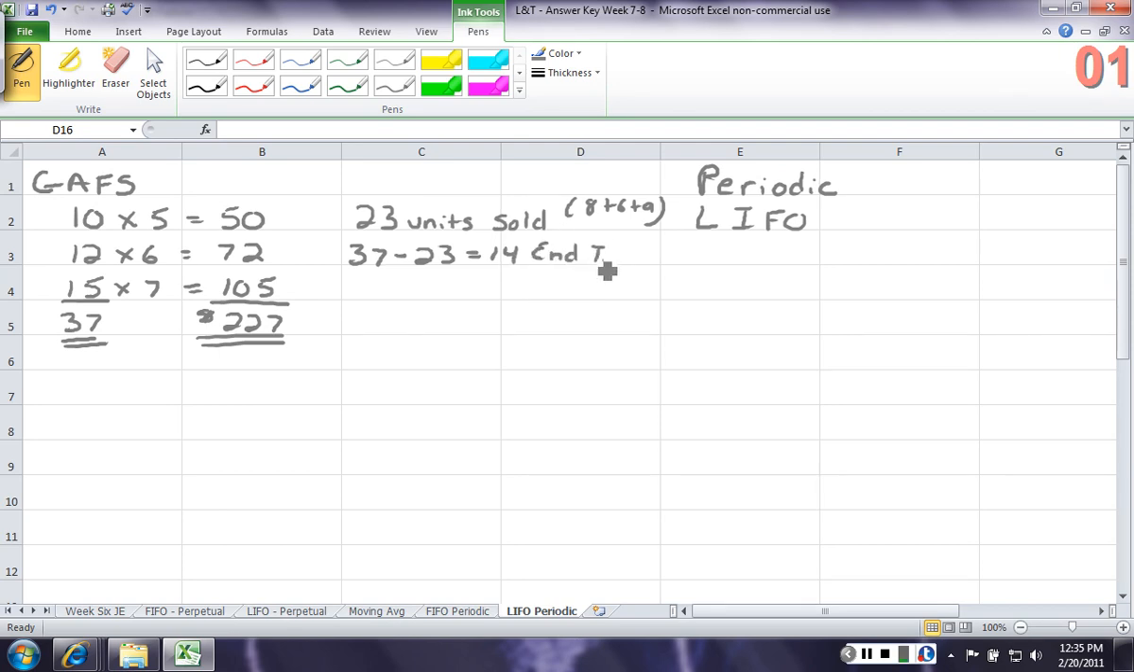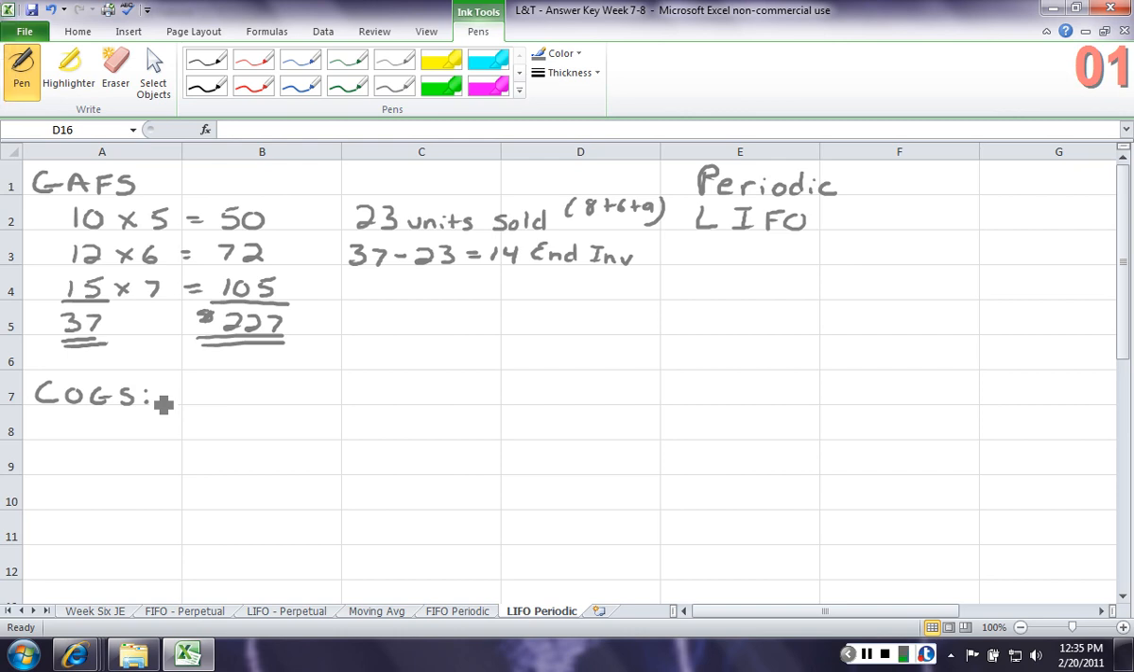Now, we didn't have any beginning inventory in this problem, but if you did, you would need to list that. Okay? So, there's 3 different calculations that you should do. You can do them in any order that you want. I like to do cost of goods sold first.